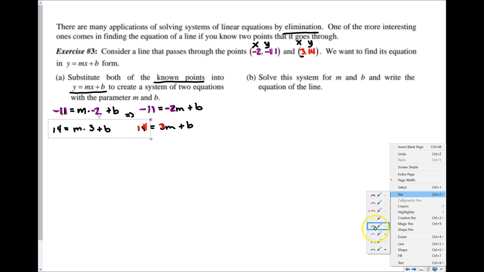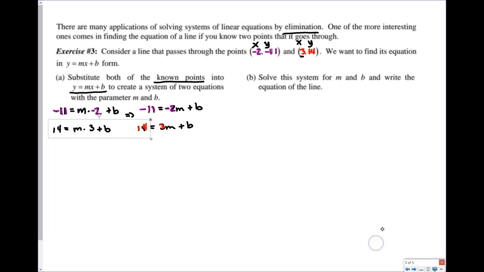Solving this system is actually pretty easy because they've already given you these b's by themselves. So I'm going to rewrite them over here. -11 equals -2m plus b, and 14 equals 3m plus b. Now the way I'm going to solve this is instead of adding these two equations together, I'm going to subtract them. And look what happens when I subtract.